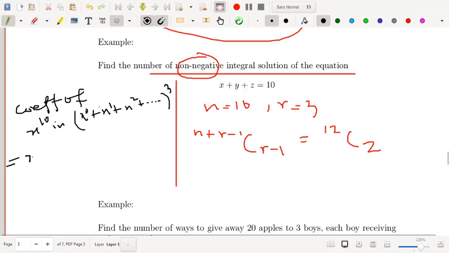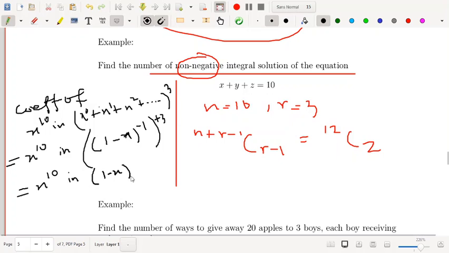Now I will show you more. The coefficient of x to the power 10 in this can be written as 1 plus x plus x square, etc. And this is the same as the expansion of 1 minus x whole to the power minus 3. This is equivalent to the coefficient of x to the power 10 in the expansion of 1 minus x whole to the power minus 3. So you will get the expansion of this.